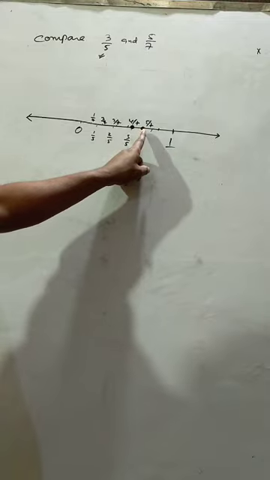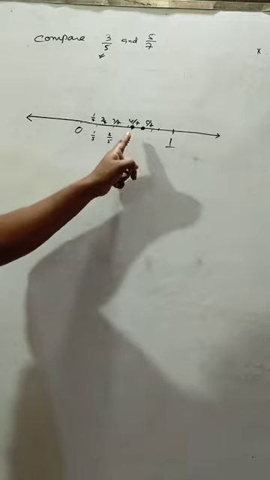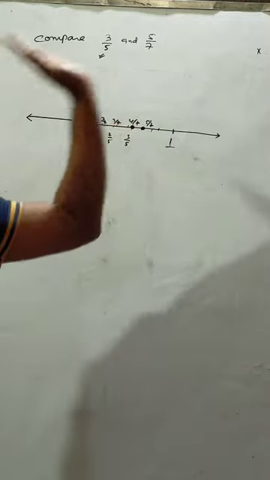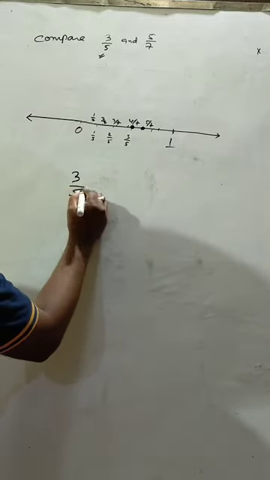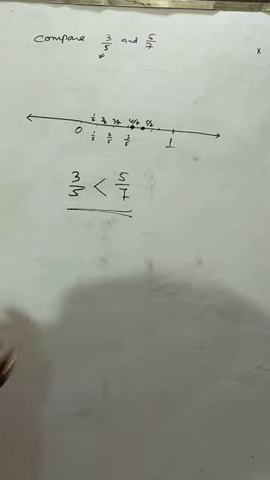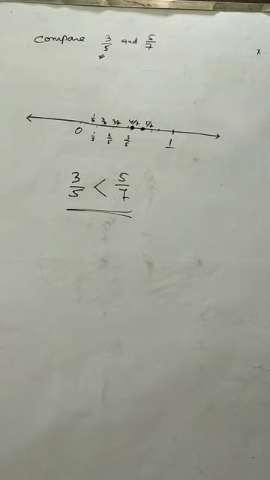So think, is 5 by 7 on the right side of 3 by 5 or not? 3 by 5 is here, 5 by 7 is here. So 5 by 7 is on the right side of 3 by 5. Therefore, 3 by 5 is smaller than 5 by 7. Got it? So this way we will compare rational numbers on the number line.